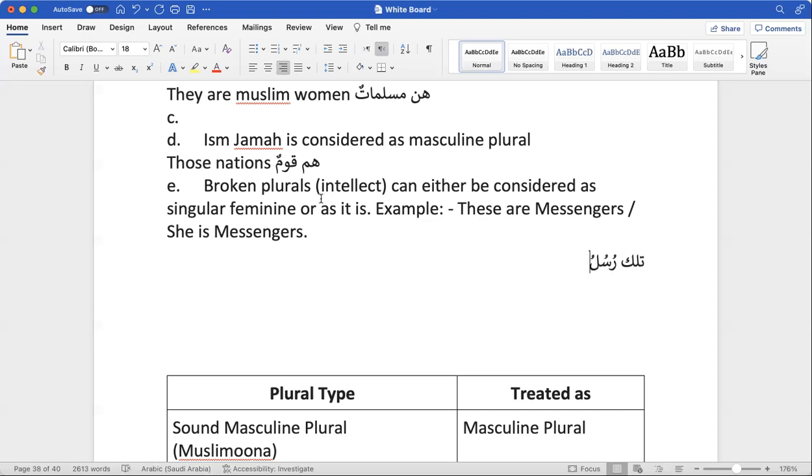I can write ulaika rusulu. That's correct. The broken plural of intellect can be either considered as singular feminine, or as it is. As it is means, if it is a plural, I will write the plural version of the pronoun or the pointing word here, which matches with number and gender. Correct? But I have an option here, then I can also treat it as singular feminine. Okay, I understood. So tilka rusulu means those are messengers.